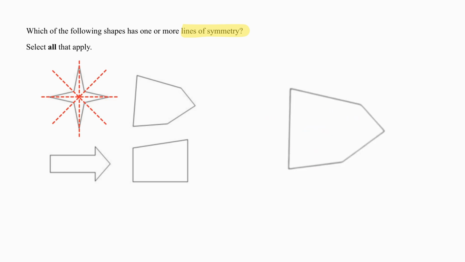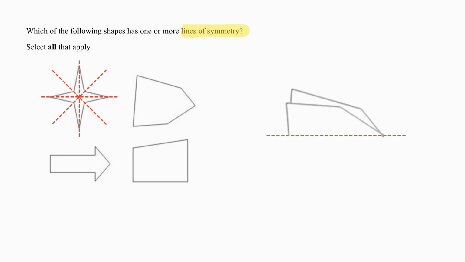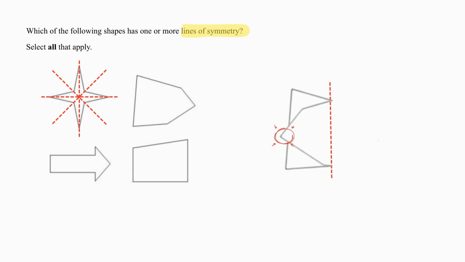Now look at this house-like shape. Notice how the roof points to the right, and the top side is shorter and slanted differently than the bottom. If we try to fold it horizontally, the top and bottom won't match. And if we try to fold it vertically, the pointy end has no match on the left side. Therefore, this shape has 0 lines of symmetry, and we call this an irregular shape.